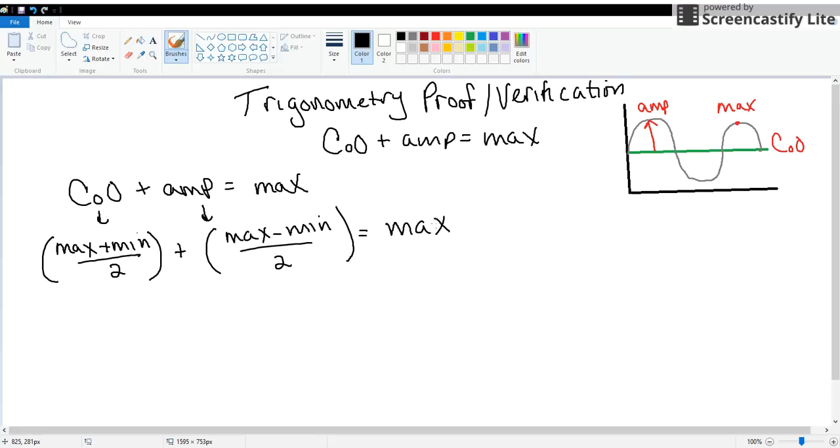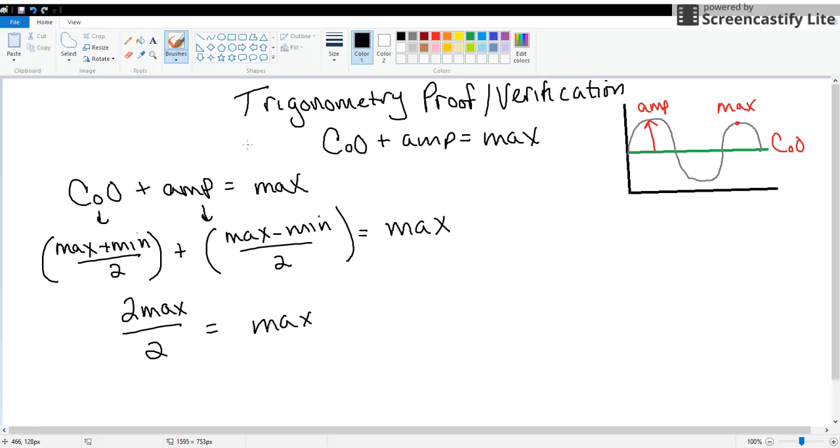Okay, now these two terms on the left-hand side have a common denominator of 2, so we could add the numerators. So when we add the numerators, we get max plus min minus min. So the minimums will cancel out and we'll have 2 maximums. We'll have 2 times the maximum value divided by 2 is equal to the max.